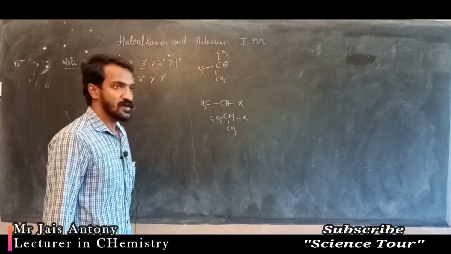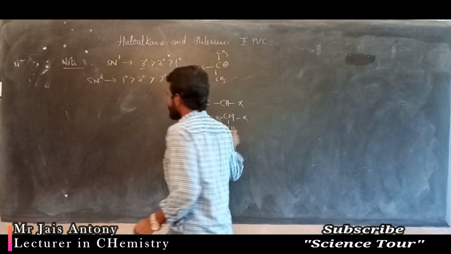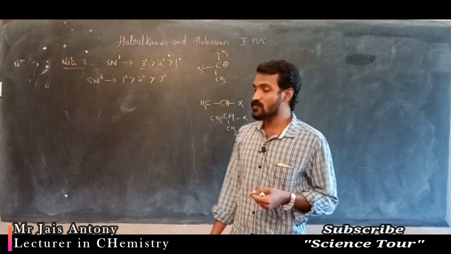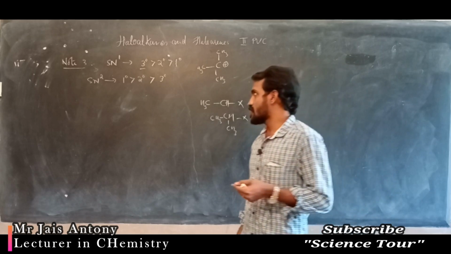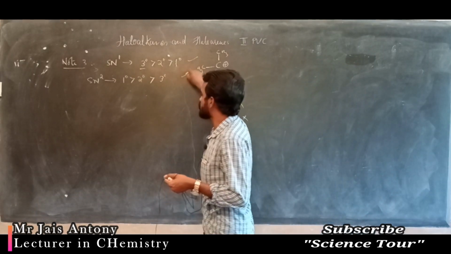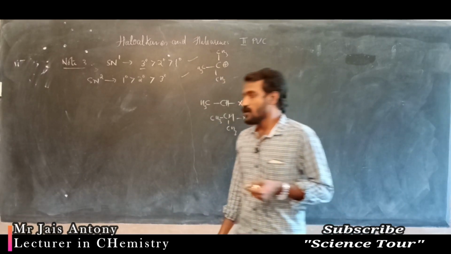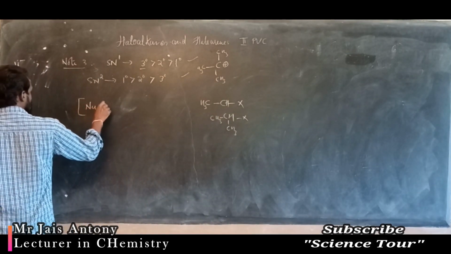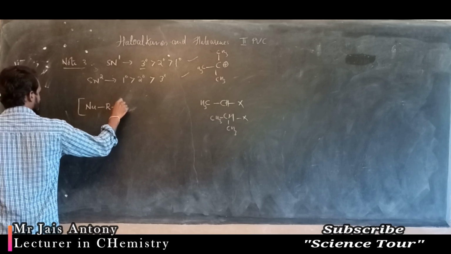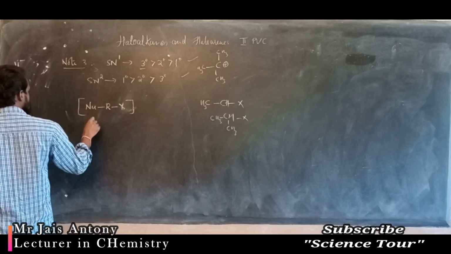Secondary carbon. Understood? So in this case, in SN2, primary carbon has more reactivity compared to secondary carbon, compared to tertiary carbon. Understood? Please note down, this is one of the very important points here. And one more important point: this is the nucleophile attached to the alkyl halide, and this is the halogen. This is called the transition state.